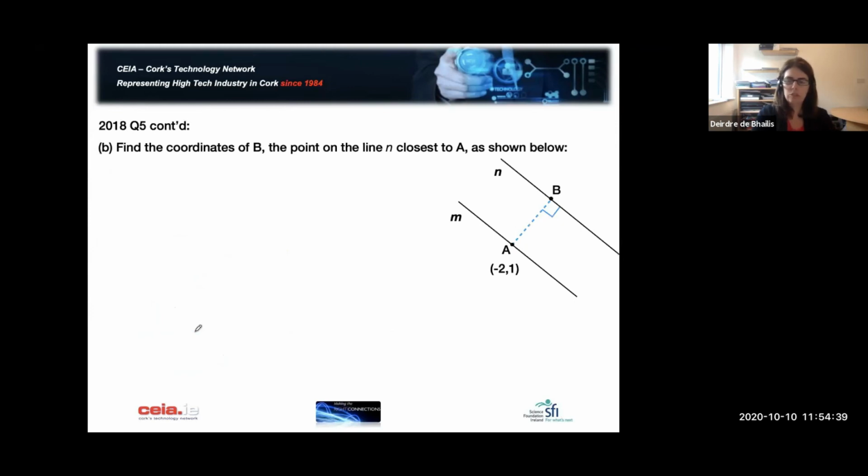Now, we have a drawing that was given to us in the question. We have the line M and we have the line N, and we have the points A and B. So it says find the coordinates of B, the point on the line closest to A, as shown below. So if it's the point on the line closest to A, it must be perpendicular. That's because any other point, if it doesn't make a right angle, is going to be further away. So that's what that word is indicating.